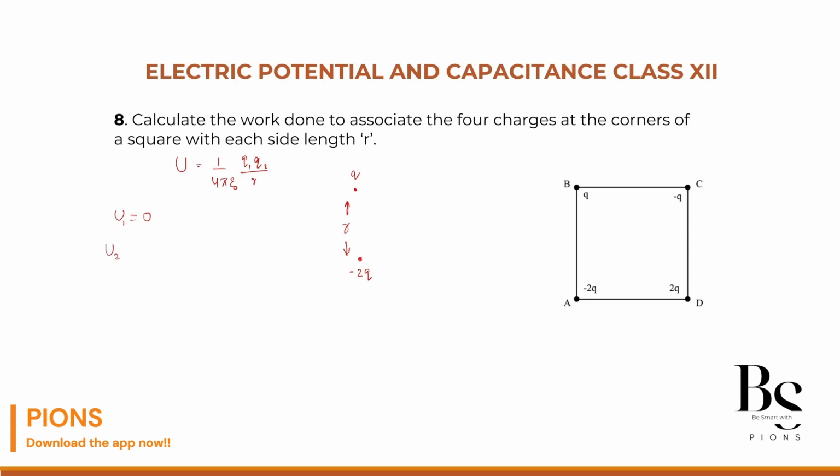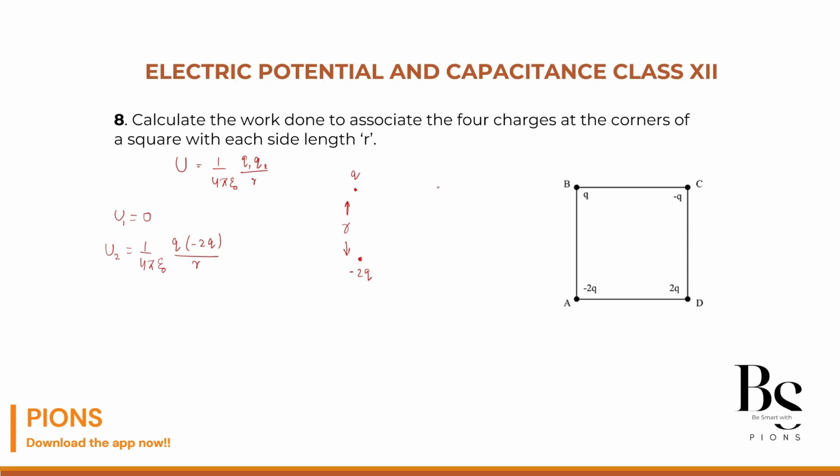Now U2 is the amount of work you have to do to place the second charge at that position, and that will be 1 by 4 pi epsilon naught Q1 Q2. Let me remind you once again, potential energy is a scalar quantity, so the negative sign is to be taken here in this chapter. Whole divided by r. This is the potential energy required to place this second charge at that point.